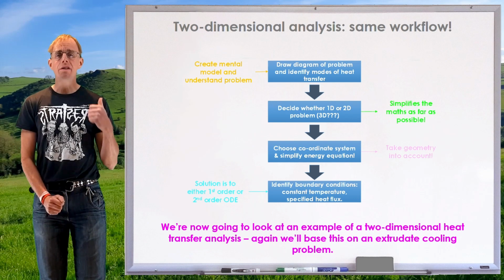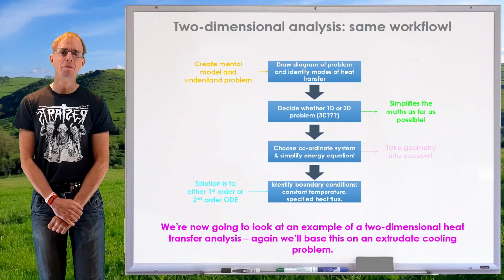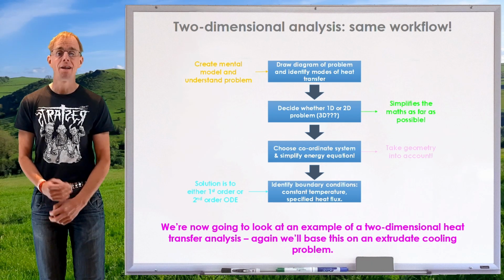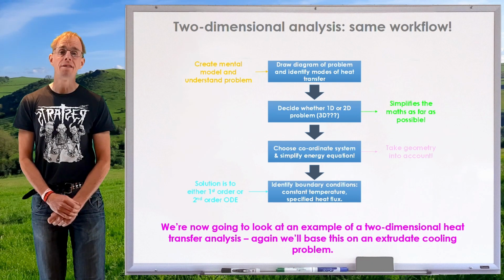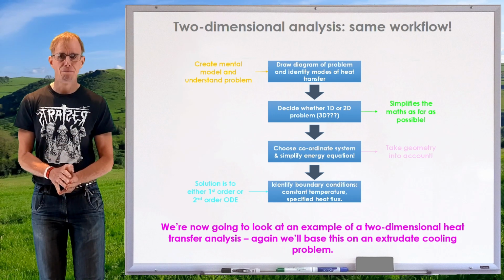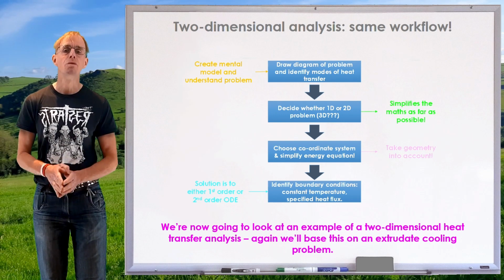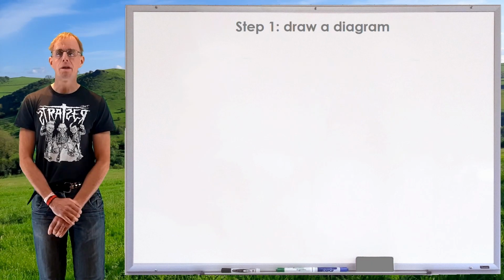So we're going to use this workflow for a very, very similar problem to that we looked at in the last lesson. We're going to look at extrudate cooling. We're going to look at, instead of a thin film cooling, an extruded slab cooling, because what I want to do is to give an example of two-dimensional heat transfer. So let's go through this workflow. Let's start with step 1.